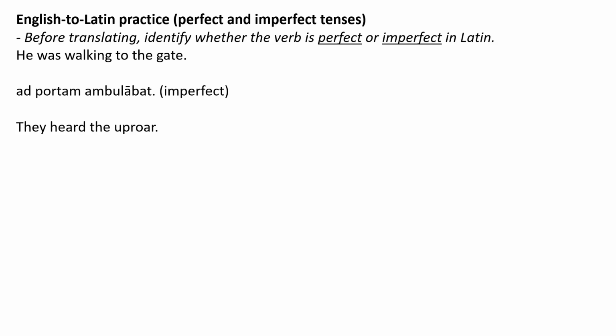They heard the uproar. This is going to be perfect tense because it's the simple past heard. Remember that the perfect tense has two endings that you've learned. It has it for he, she, or it, and it has erunt for they. So in this case we use the erunt ending, clamorem audiverunt, with the NT erunt ending telling you it's they.